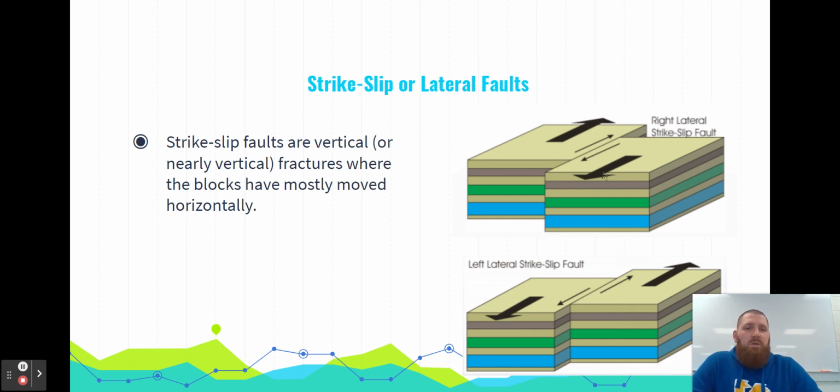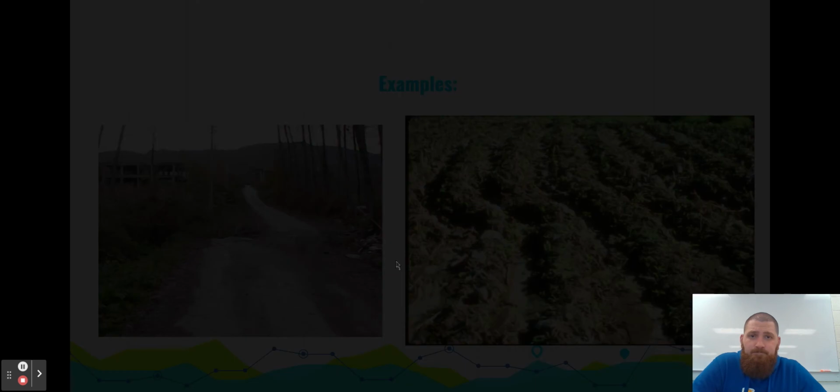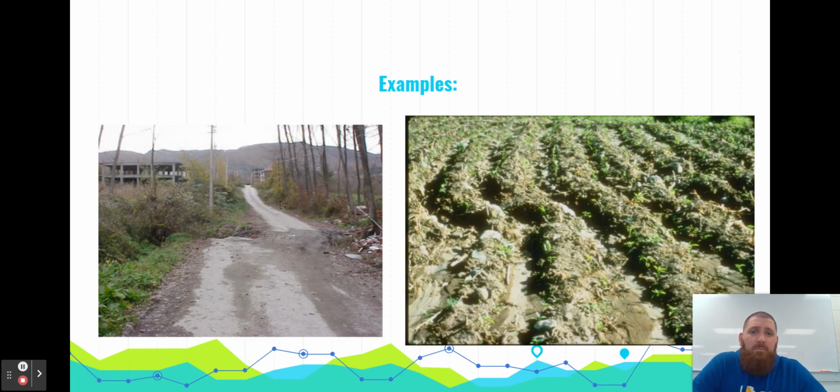Now, they can have right lateral or left lateral slip faults, depending on which side is moving towards you from your perspective. Now, here are a couple examples of those lateral faults there.